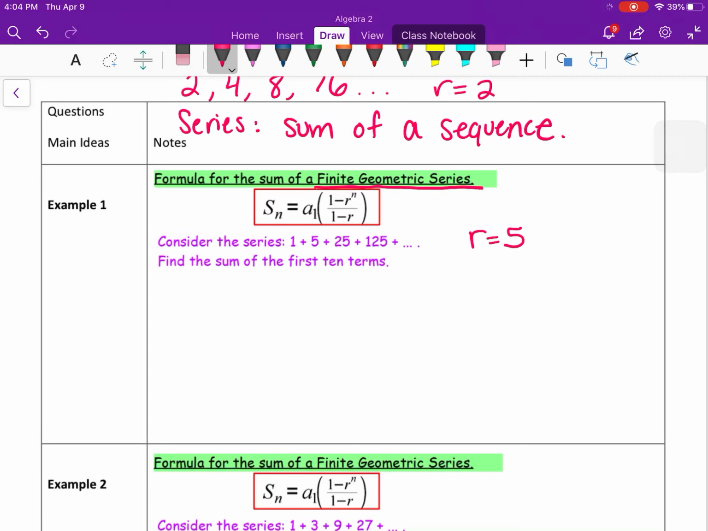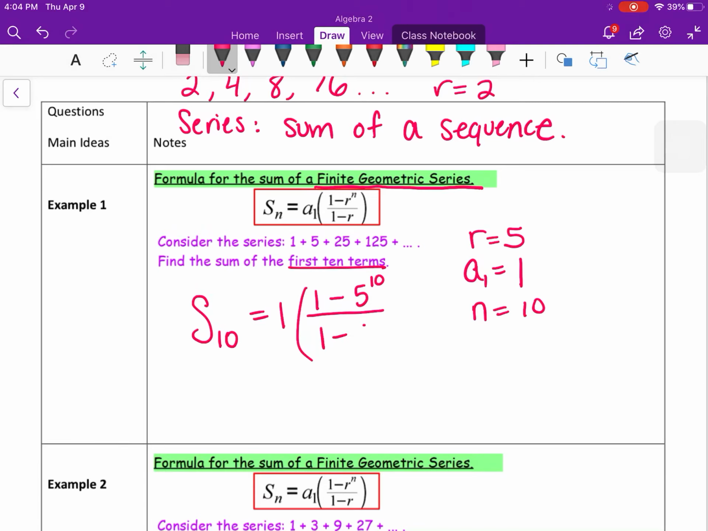Find the sum of the first 10 terms, which means you want to find S sub 10. The first term in this sequence is 1, and the r is 5, because that's what you're multiplying by every time. Since I want the first 10 terms, that means my n is 10. So plugging that in would be 1 times (1 minus r to the 10th power) over (1 minus r).